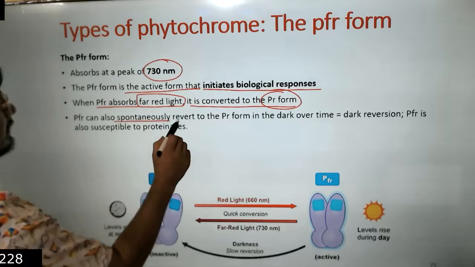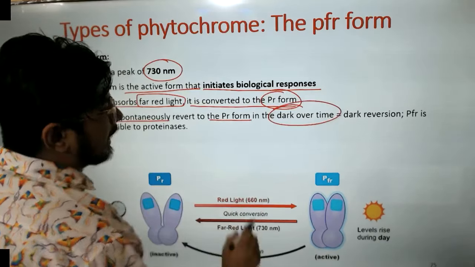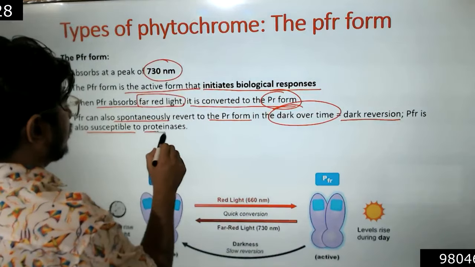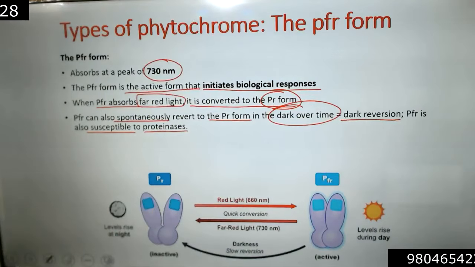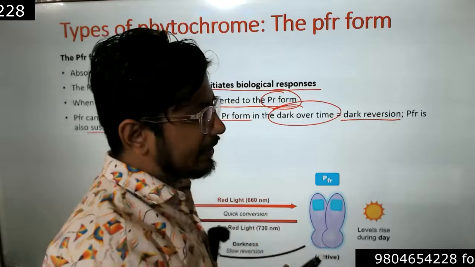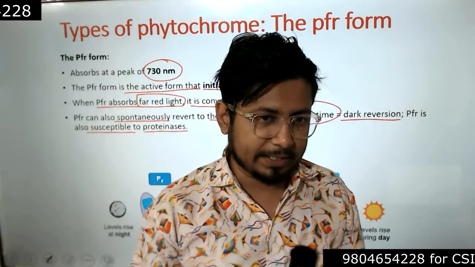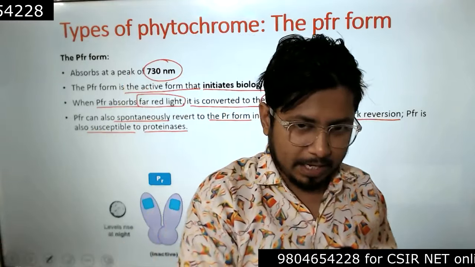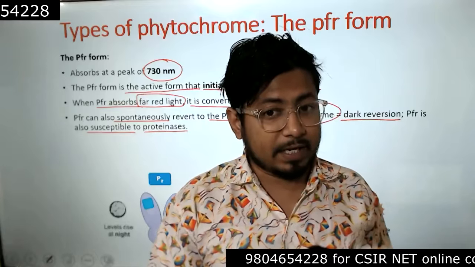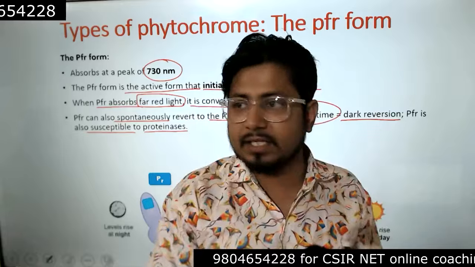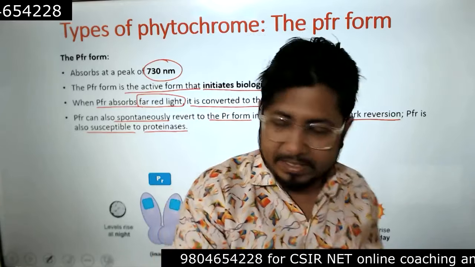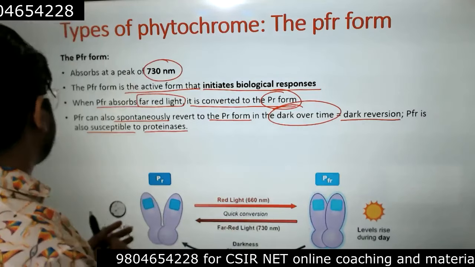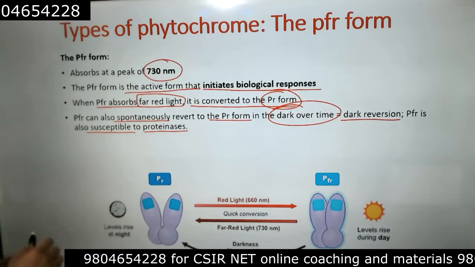PFR can also spontaneously revert to the PR form in the dark over time. That is also known as dark reversion. PFR is also susceptible to proteinases. Okay. So that is what happens. Normally PR is what we call the non-biological-activity form. It's a dark form. You can imagine and remember it like that. PR and PFR. PR, red light at R form, is converted to PFR, receiving red light. But PR is normally present in the dark form, in the dark environment. And the PFR is also susceptible to proteinases. It can be degraded by proteinases.